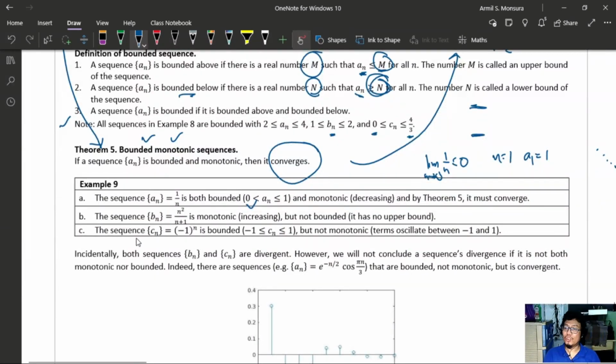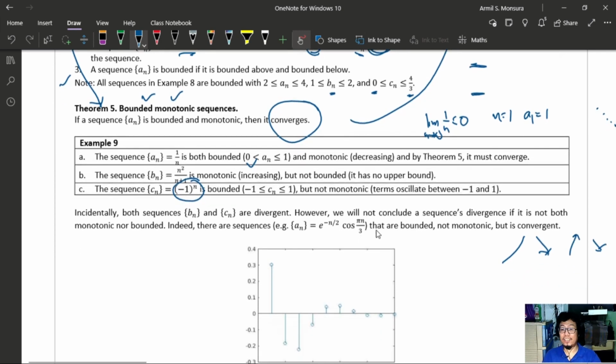Okay. So the sequence Cn equals -1 raised to n is bounded, because again, as I told you earlier, this sequence just oscillates between -1 and +1. So it is bounded. The lower bound is -1, the upper bound is +1. But it is not monotonic because it increases, then decreases, then increases, then decreases. So it is not monotonic. So this is a divergent sequence according to theorem 5.